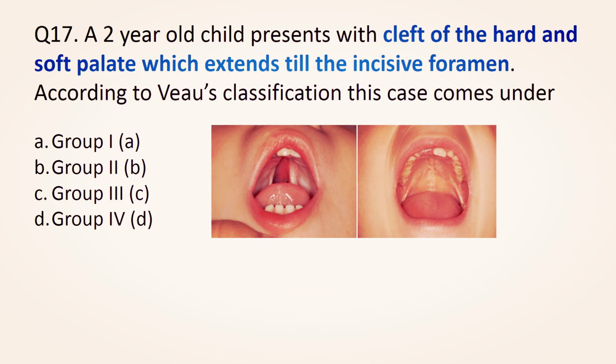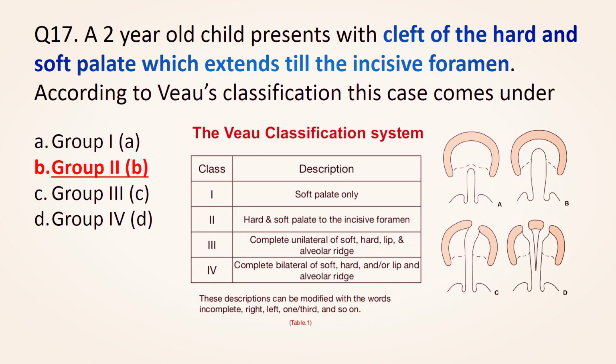A 2-year-old child presents with cleft of the hard and soft palate which extends till the incisive foramen. According to Veau's classification, this case comes under A. Group 1, B. Group 2, C. Group 3, D. Group 4. The correct answer is B. Group 2.